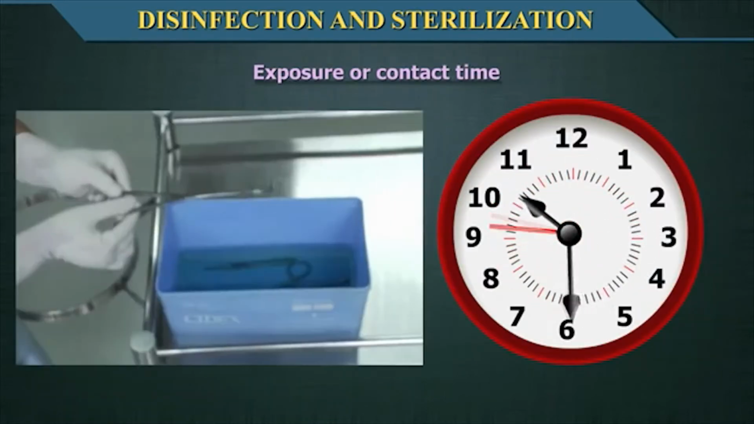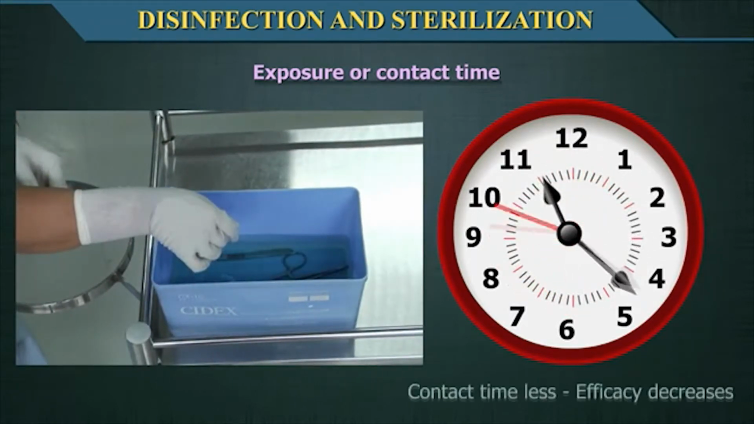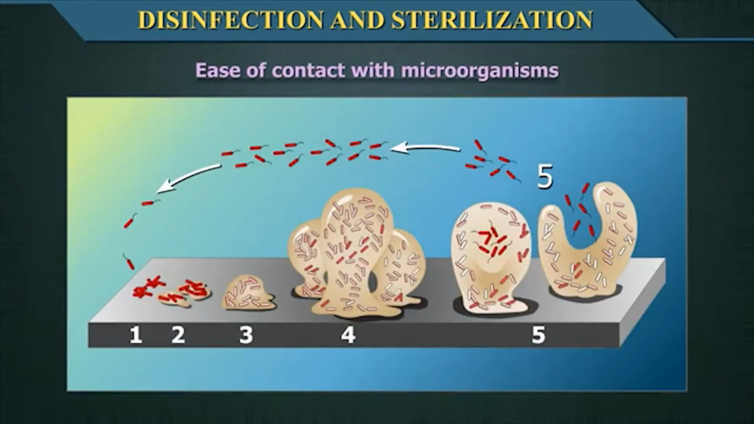Exposure or contact time. Items must be exposed to the germicide for the appropriate minimum contact time. The efficacy of disinfectants decreases if the contact time with disinfectant is less than desired. Ease of contact with microorganisms. Microorganisms may be protected from disinfectants by production of thick masses of cells and extracellular materials, or biofilms. Biofilms are microbial communities that are tightly attached to surfaces and cannot be easily removed. Once these masses form, microbes within them can be resistant to disinfectants.